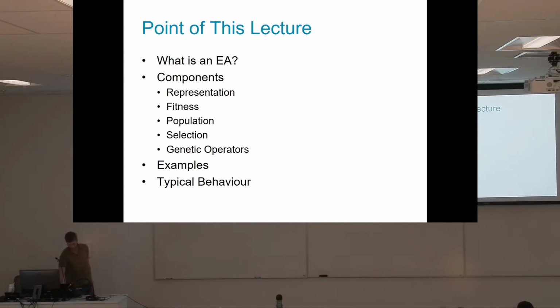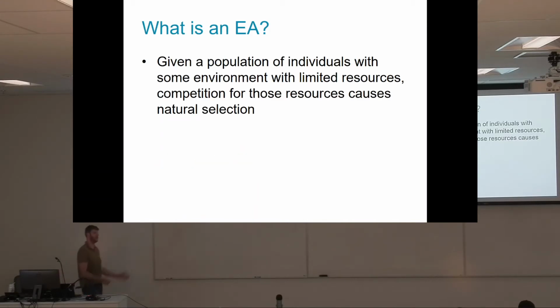So what is an EA? Okay. Given a population of individuals, like a population of cars, or a population of permutations of cities for TSP, and they exist within some environment with limited resources, that could be like the finite size of the population we set. We'll only ever have 100 candidate solutions, 100 chromosomes in our population. So there's a limiting factor. And we also have competition. There's some sort of selection going on. Who gets to survive?